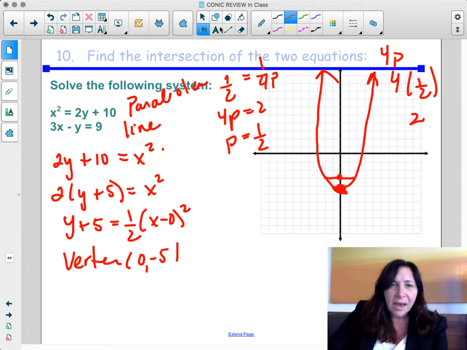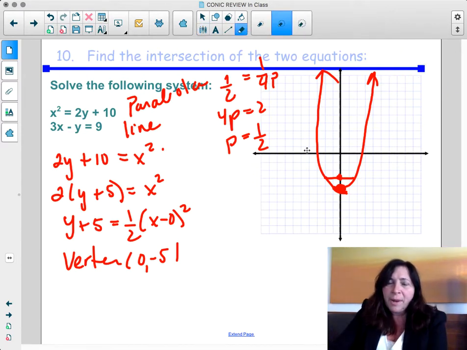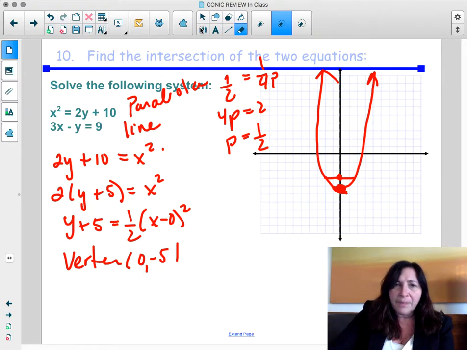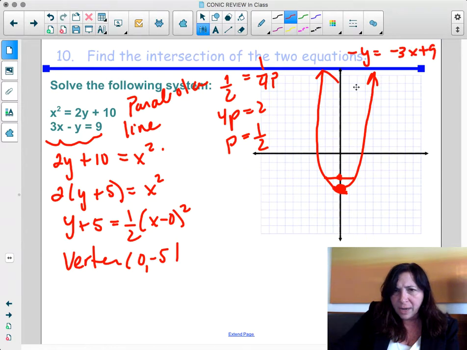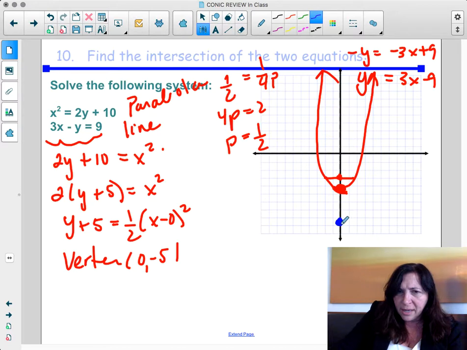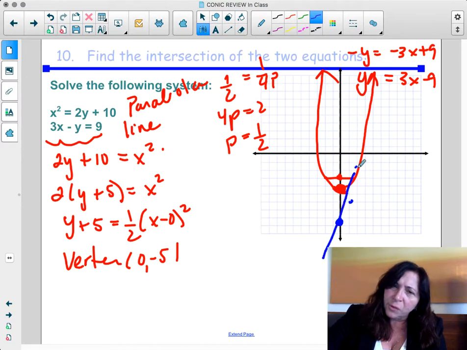Now, none of that is what I'm looking for. That just gives me an approximation for what my graph might look like. This equation here is a line. It looks like negative y is equal to negative 3x plus 9, so y equals 3x minus 9. That means my graph is starting down here at negative 9. It's going to go up 3 over 1, up 3 over 1. So this graph looks like it's going like this.